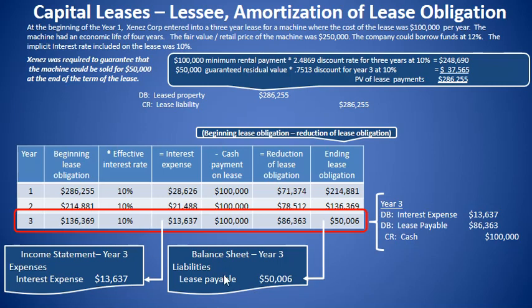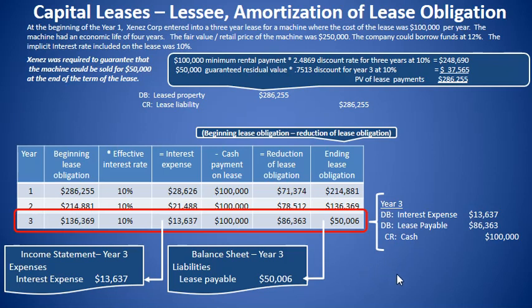So in year 3, our balance sheet should show liabilities. In this case, I show $50,006. It should be $50,000. We just talked about that. And that represents my guaranteed residual, basically guaranteed payment at the end of the lease. And my income statement for year number 3 would show interest expense of $13,637.